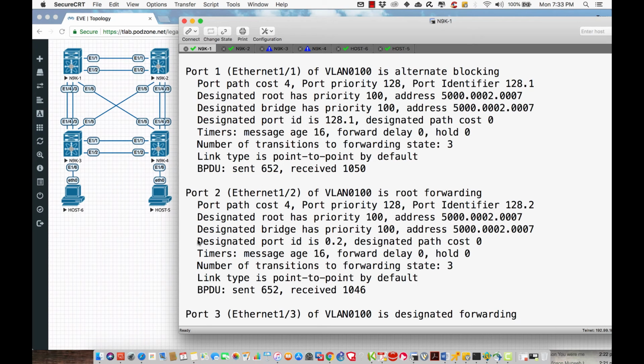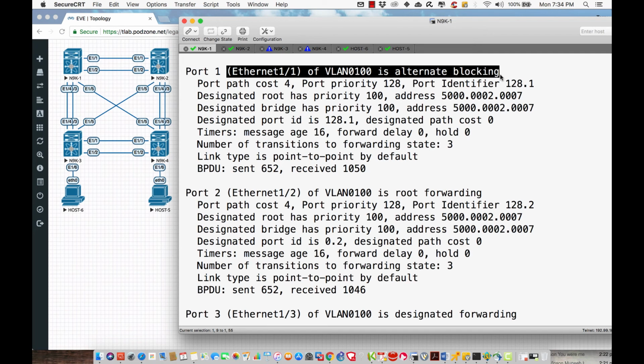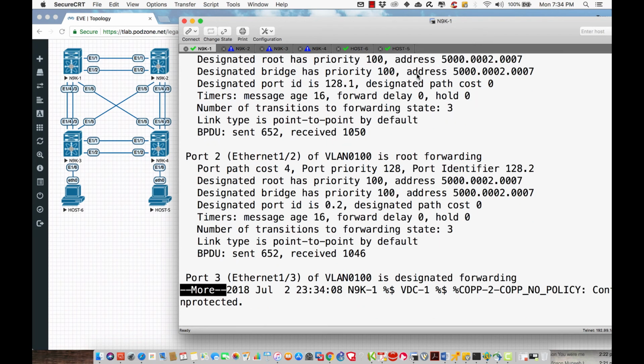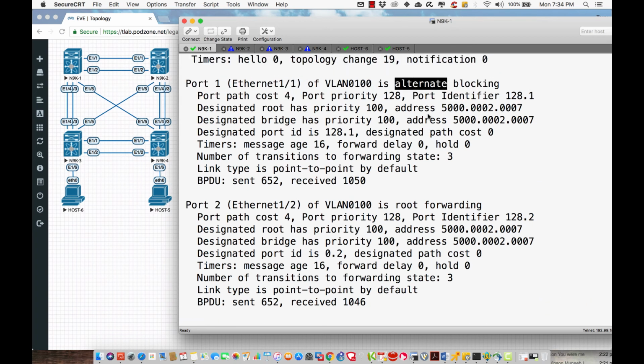However, when I look at the designated port ID being advertised from 9K2 Ethernet 1.2 to me, it has a port priority of 0. Therefore, the lower port priority will be the interface elected as the root port. Thus, Ethernet 1.1 becomes a blocking port, and it is now an alternate port because it's also able to immediately take over in the event that the existing root port were to fail.